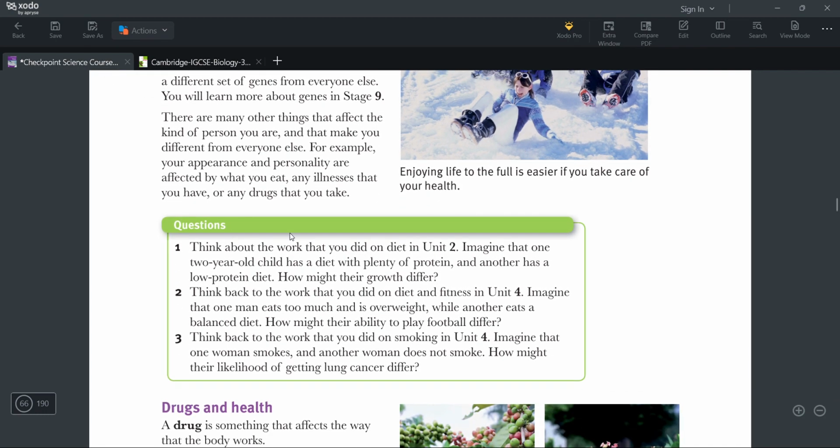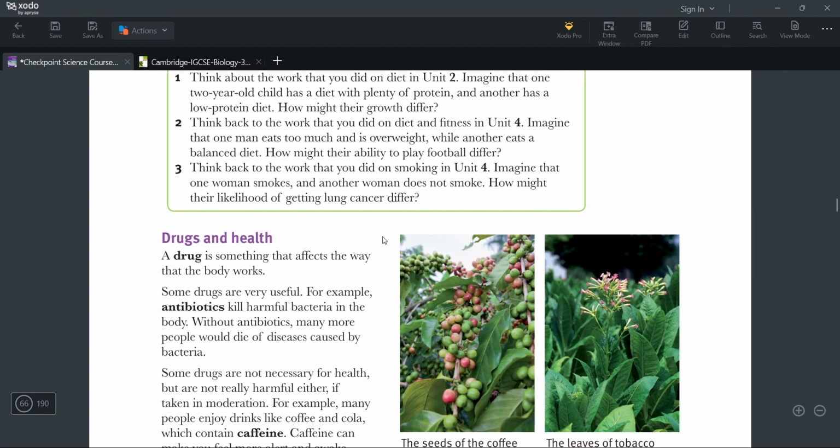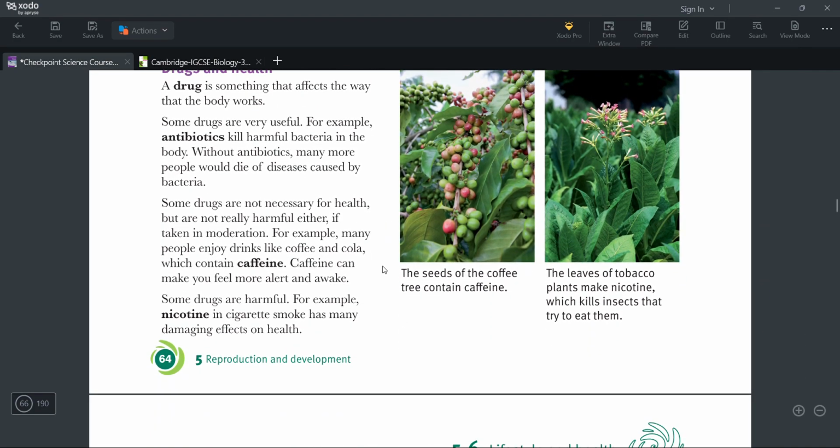Okay, have a look at this. These are scenario questions, so I want you to try answer them yourself before we go through them. But yeah, I think with the context that you have up until this point, I don't think it would be hard to answer them. Drugs and health.